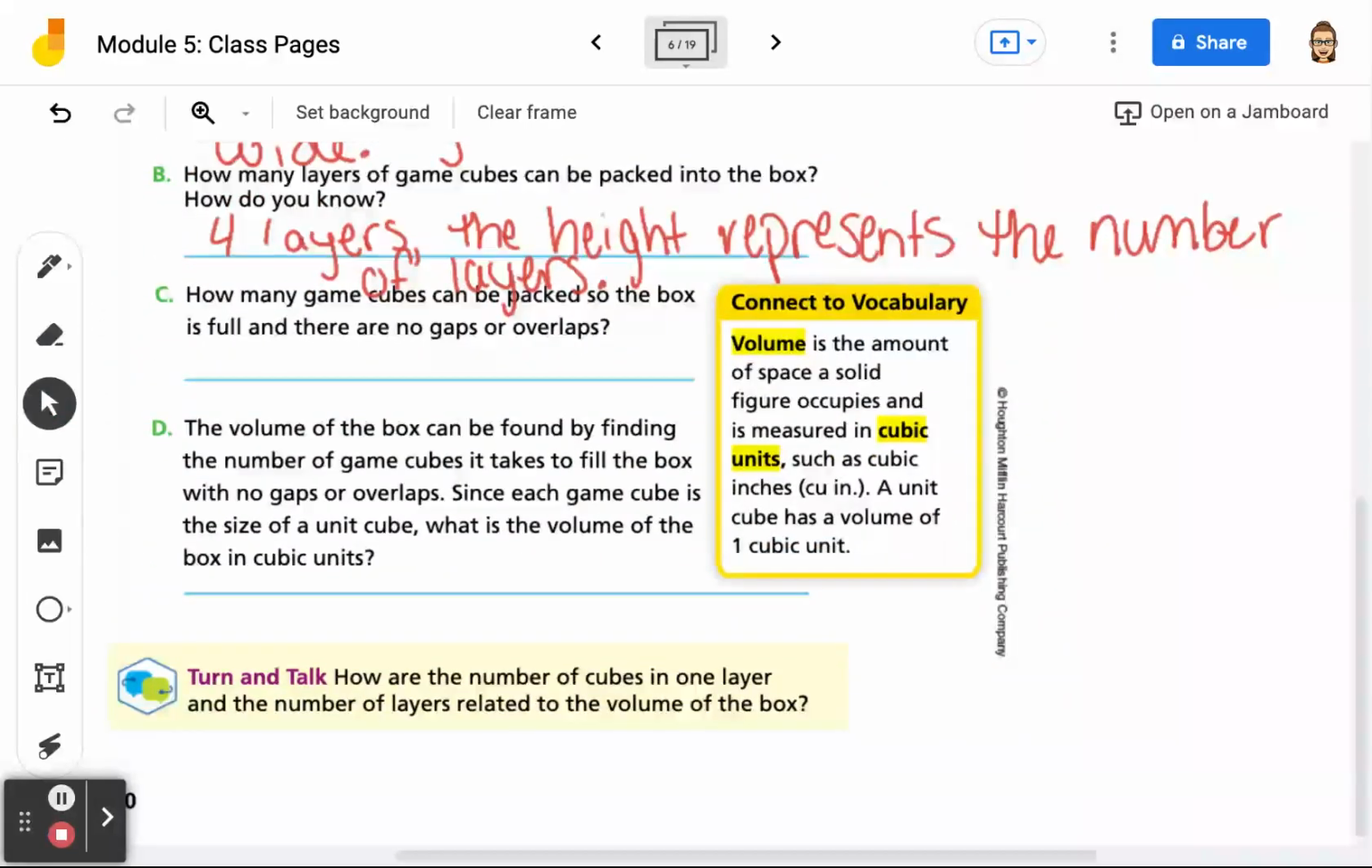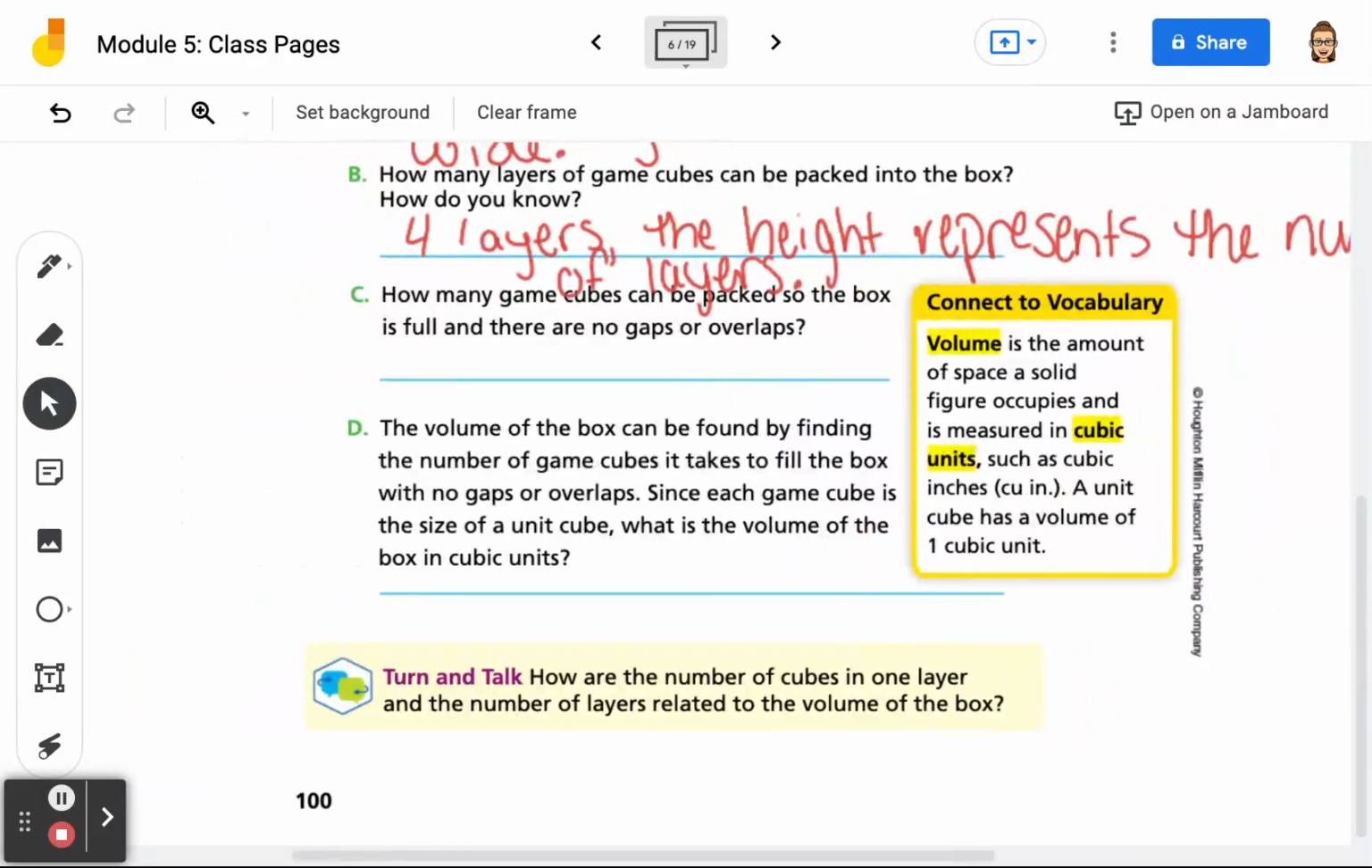And it says, how many game cubes can be packed so the box is full and there are no gaps or overlaps? Well, we would do 24 times 4. So we're going to do 24. 4 times 4 is 16. 4 times 2 is 8. Plus 1 is 9. So we would have 96 game cubes.